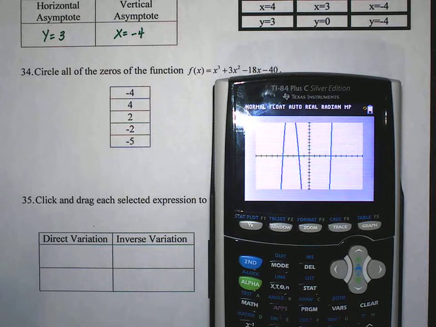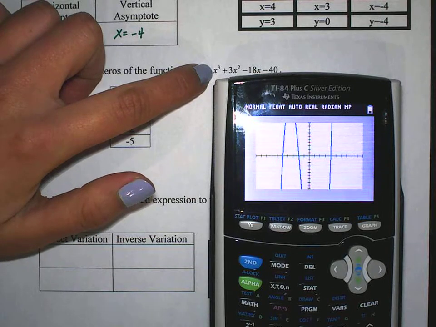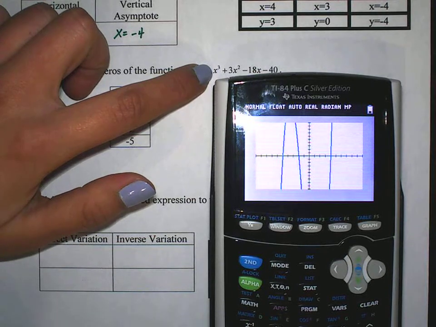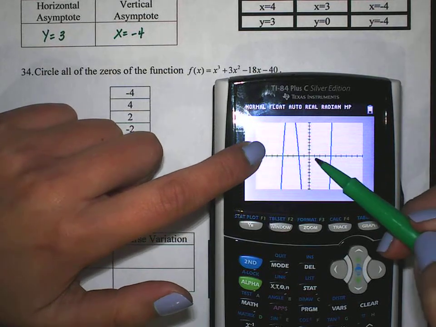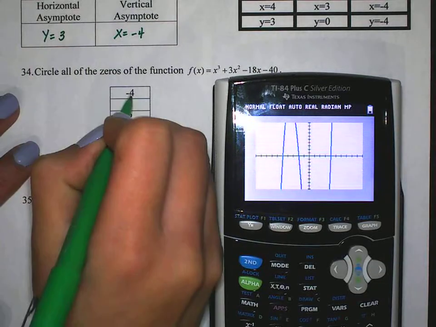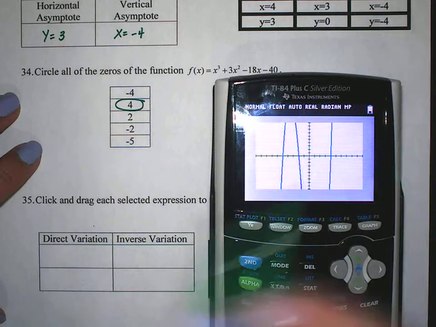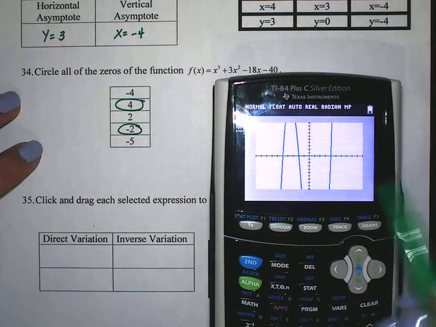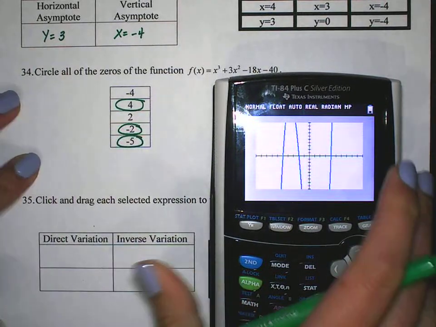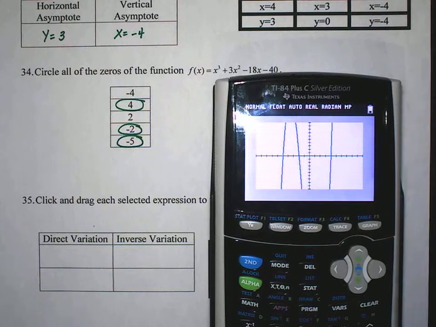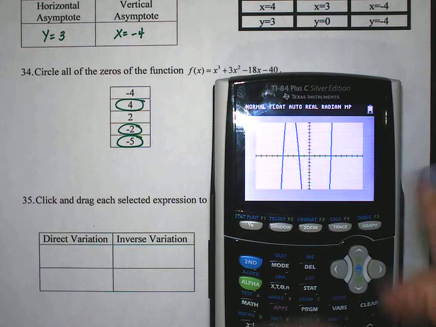When I look at this, I should have 3 x-intercepts. Now sometimes it might be imaginary, sometimes they're real. When I look at my graph, I see 3 x-intercepts. So I see it cross at +4, so I'll circle +4. Okay, I also see it cross at -2. And I also see it cross at -5. I'm not going to circle more than that, okay? Because I should only have at most 3 real zeros.